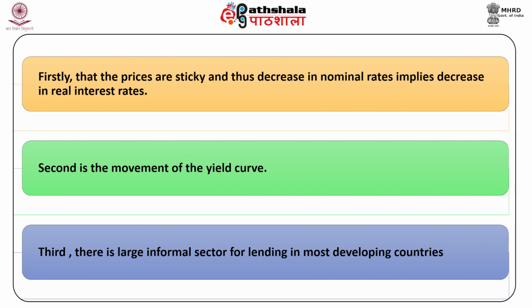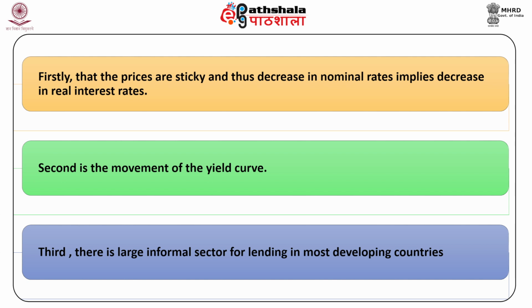There are two important aspects of this transmission. Firstly, the prices are sticky and thus decrease in nominal rates implies decrease in real interest rates. Second is the movement of the yield curve. The investment decision of firms and consumption and investment decisions of households are dependent on long-term rates. Based on the expectation hypothesis, the long-term rate is the average of short-term rates, and so if the short-term real rates decrease, this implies the long-term real rates also decline.